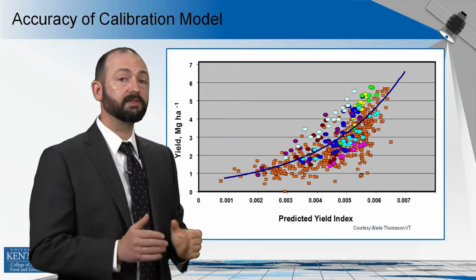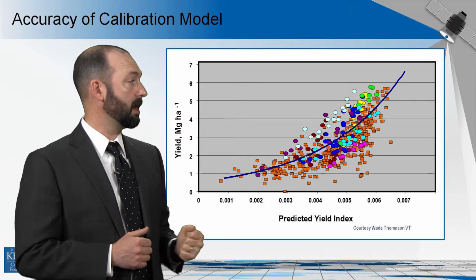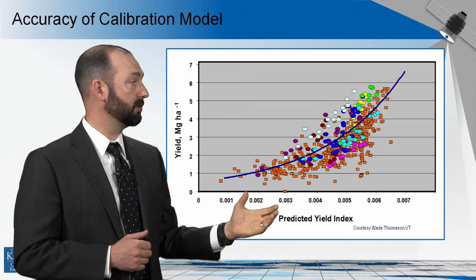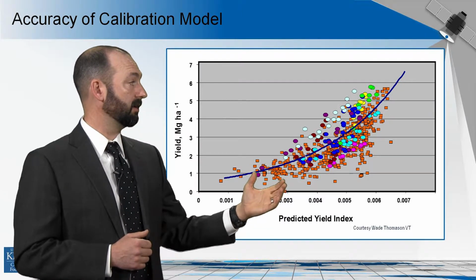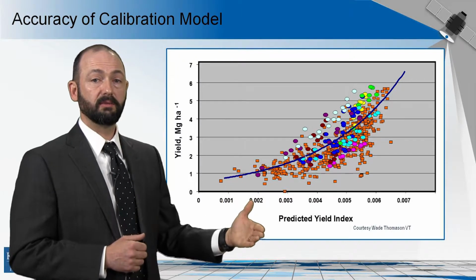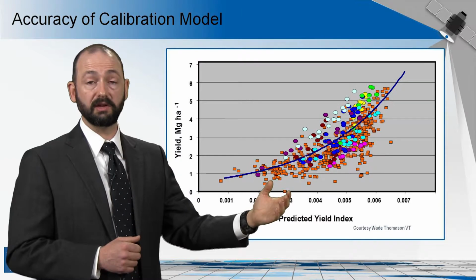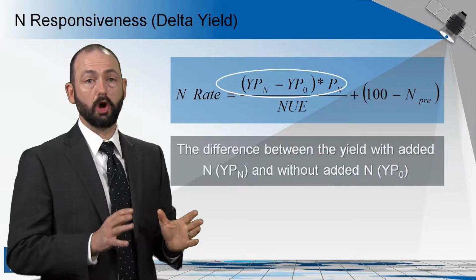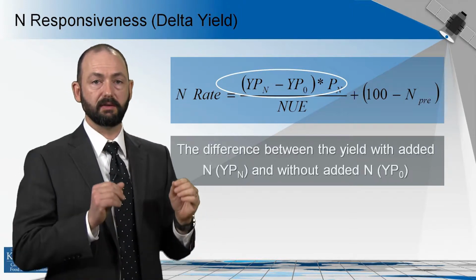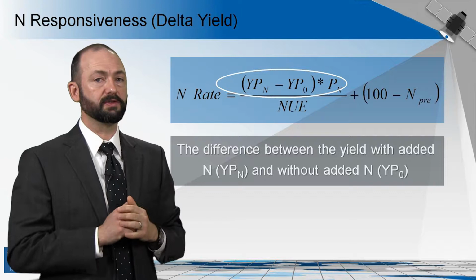So how accurate is our calibration model? Well, this is the data that Wade Thomason and Steve Phillips down at Virginia Tech produced when they were calibrating that model. And we see that yield on that vertical axis, predicted yield index, that there's a very strong relationship with the equations that were developed for the Virginia Tech algorithm. So let's talk about that N responsiveness that we said. We've talked about yield potential. N responsiveness is a real important part of nitrogen requirement.